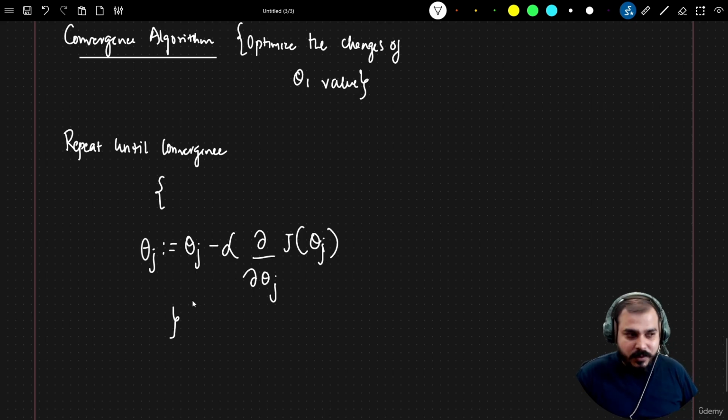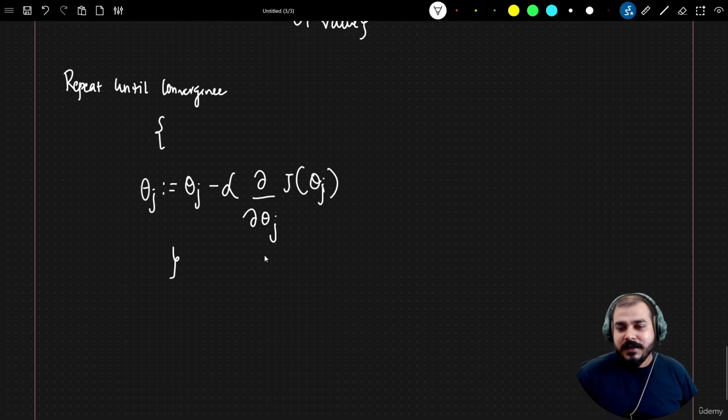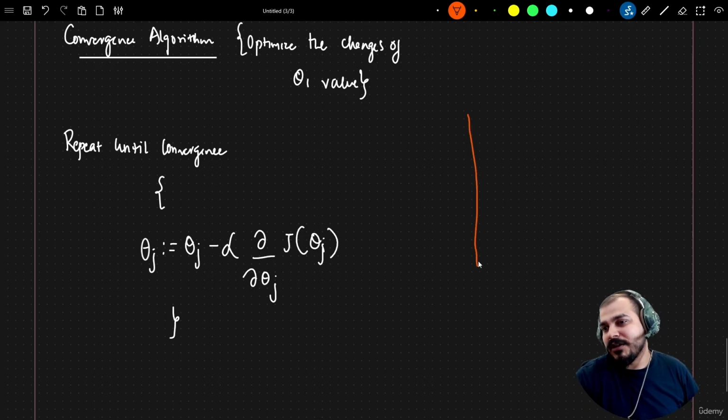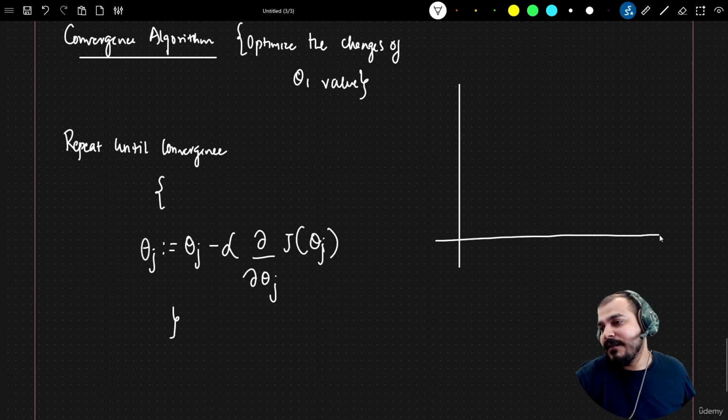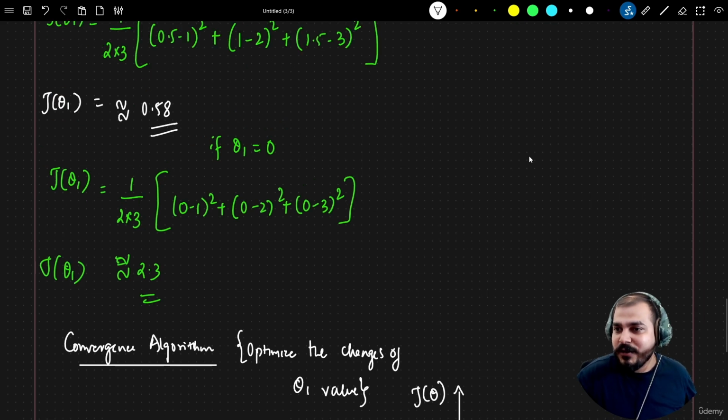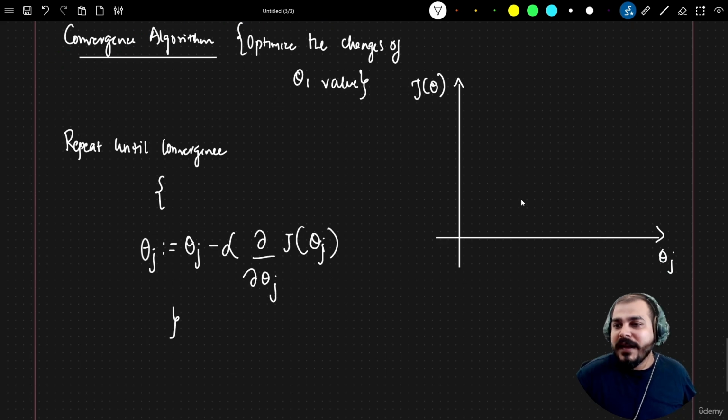Now try to understand what exactly this is. This theta j, initially we'll initialize something and then try to find out the cost function. And you know how the cost function is created. So if I initialize and create a graph with respect to theta j and J of theta, this is the graph we created. You know that we usually get this kind of gradient descent.